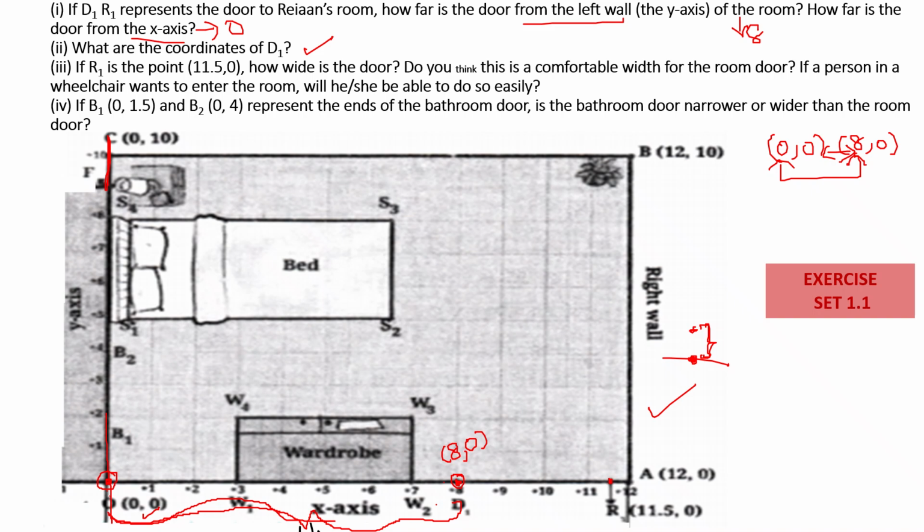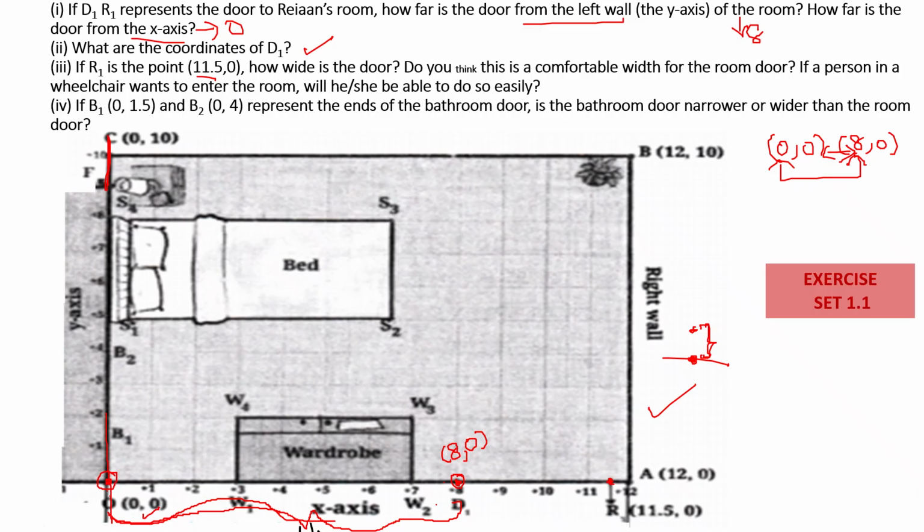And the second question, what are the coordinates of D1, which we already defined, which is 8 comma 0. Since it is lying on the x-axis, the y value is 0. And the next question, if R1 is the point 11.5 comma 0. So this R1 point, the other end of the door, is 11.5, 0. How wide is the door? So they are asking us the width of the door.